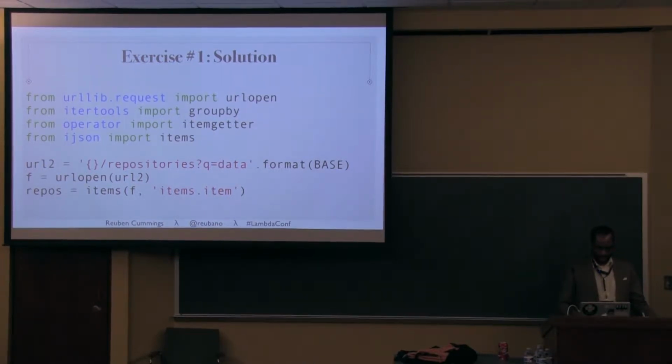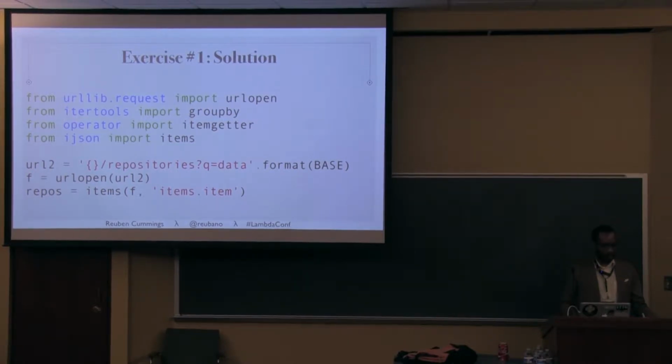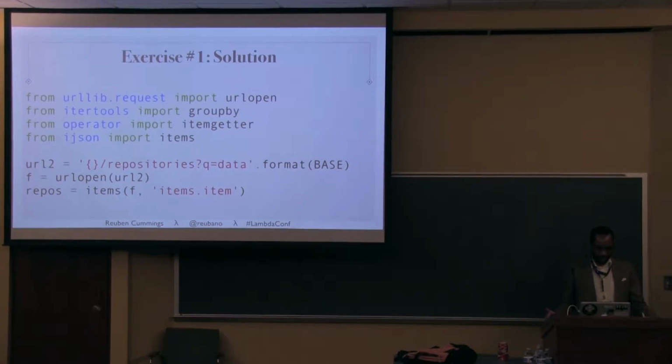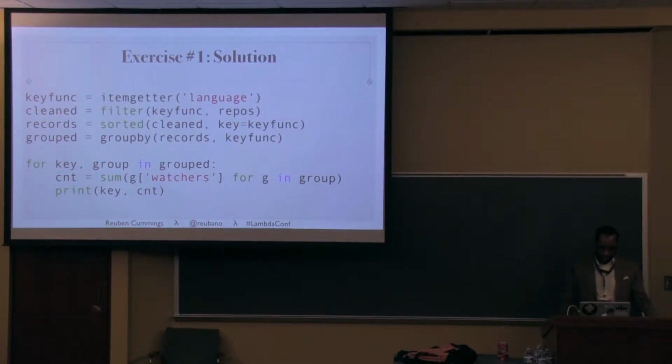Here we're just resetting the URL, so I'm making a new variable called URL2. I use urlopen, which fetches the API's JSON. We talked about that. What we're fetching is going to be the items.item, which gives us the iterator of repos. And this is the part that actually does the work. What we're looking at is the field called language.